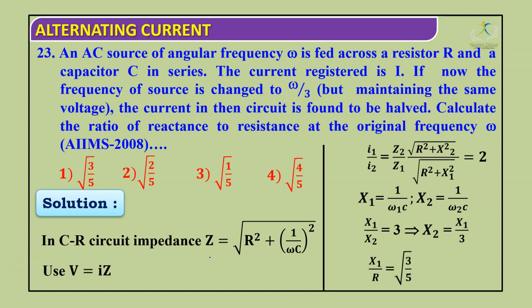x1 by r is equal to root 3 by root 5. According to that, the correct option for this question is 1.